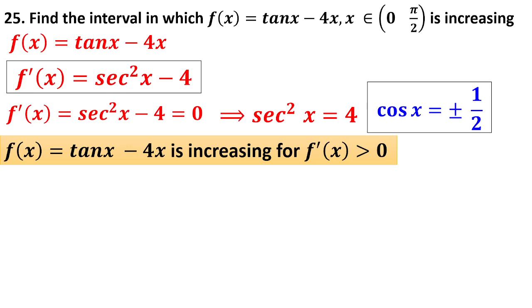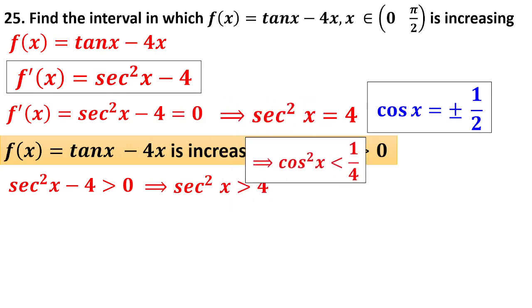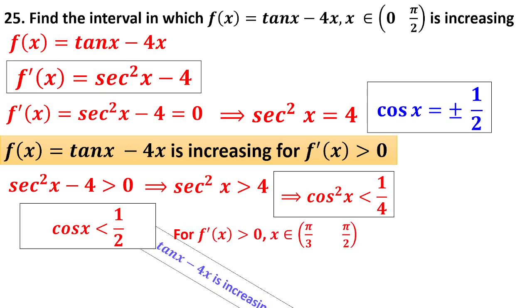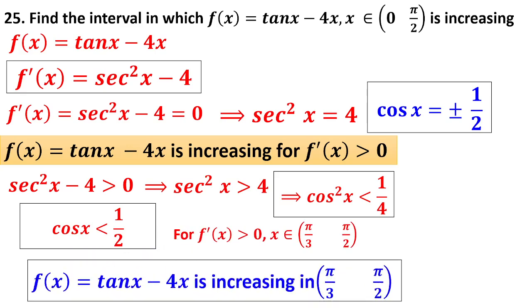Now we have to check the nature of this f of x. Now we know that it is increasing for f dash of x greater than 0. So for secant square x minus 4 greater than 0, secant square x is greater than 4, or cos square x is less than 1 by 4, cos x is less than 1 by 2. All of you know that it is 1 by 2 at pi by 3, so from pi by 3 to pi by 2. Therefore tan x minus 4x is increasing in pi by 3 to pi by 2.